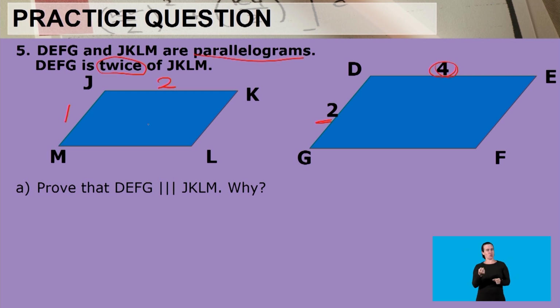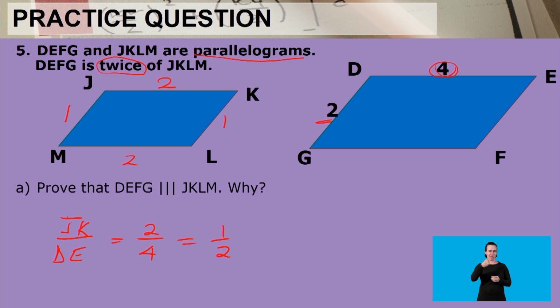The word parallelogram means that whatever happens on this side would happen on the other opposite side as well. Whatever happens on JK would be happening on ML. So that's what it means, information as given. And therefore, proof that they are similar would be to say, if we divide side JK by side DE, it means that side JK, which is 2, and DE, which is 4, 2 divided by 4 gives us a half.